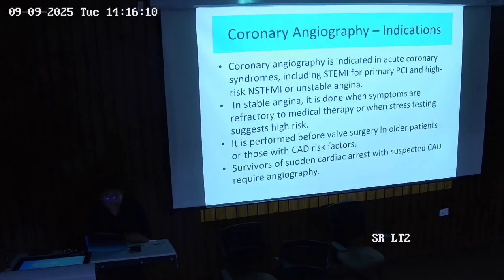It is performed before valvular surgery in older patients, especially with aortic valve lesions. The patient has an aortic valve lesion, either stenosis or regurgitation. Before operating on these patients with valvular heart disease, we have to go for coronary angiography, because most of the time they have ischemia along with the aortic disease.